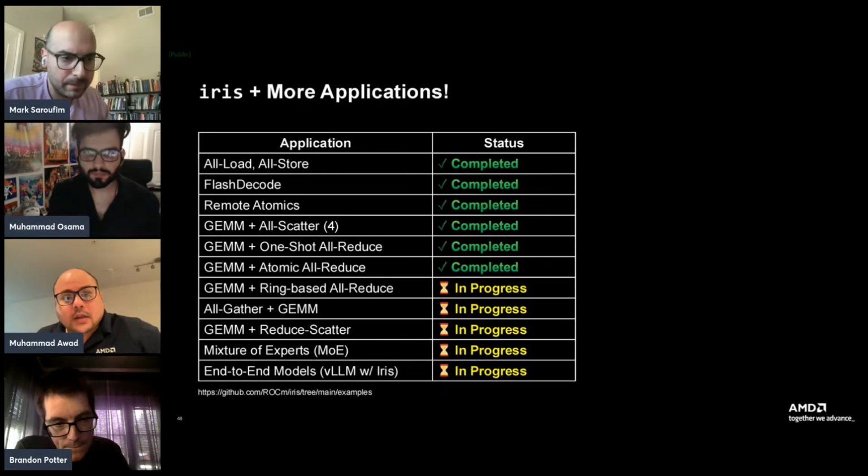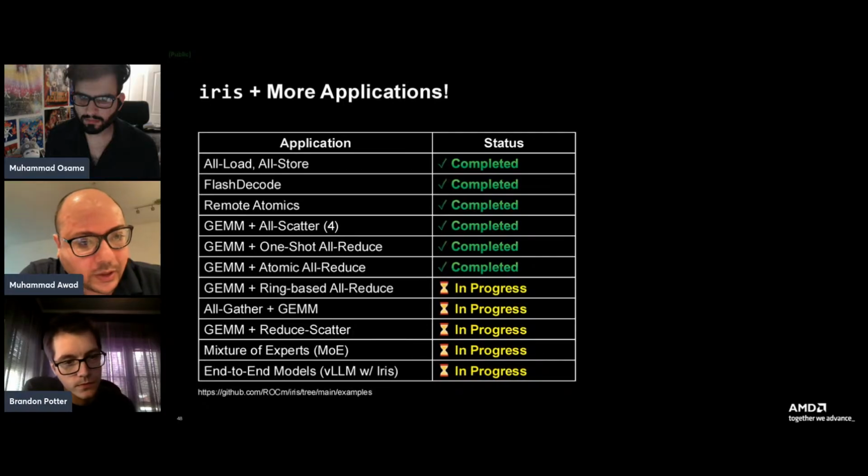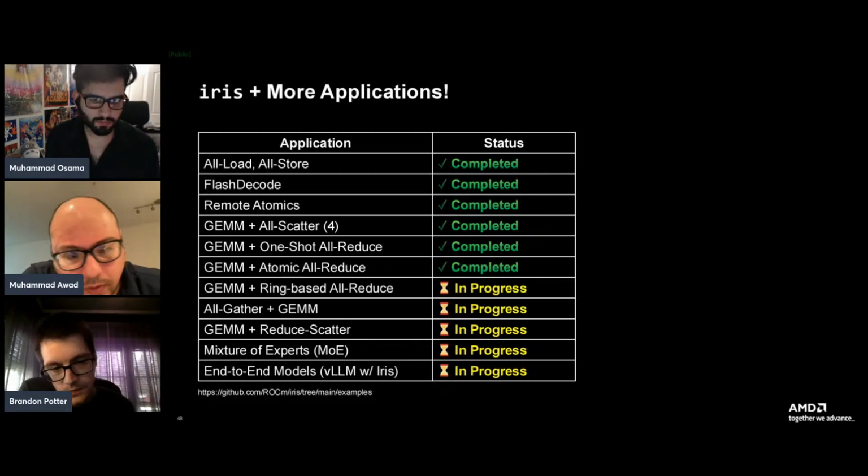Okay. So we've been having fun writing applications, and I hope you have fun writing applications and opening pull requests as well. We have written a bunch of them. You see here we have written the micro benchmarks. We had an intern, Okta, who implemented flash decode within his summer, and he implemented all-gather plus GEMM. He's obviously a very smart guy, but it was effortless for him to implement those. We implemented all-scatter as well, one-shot all-reduce, and atomic all-reduce.